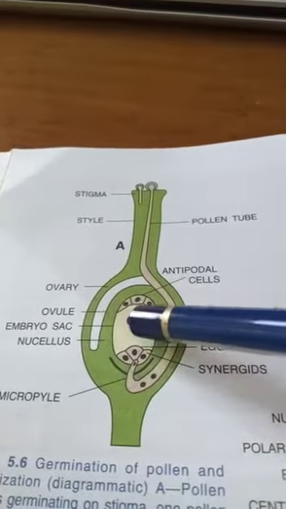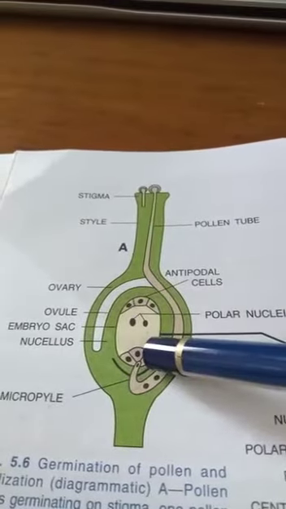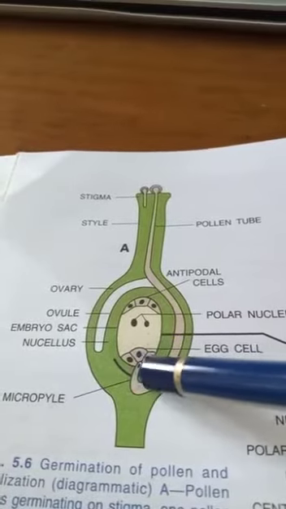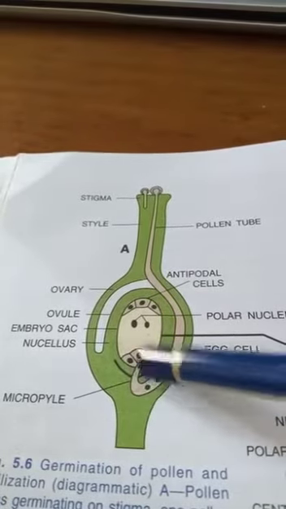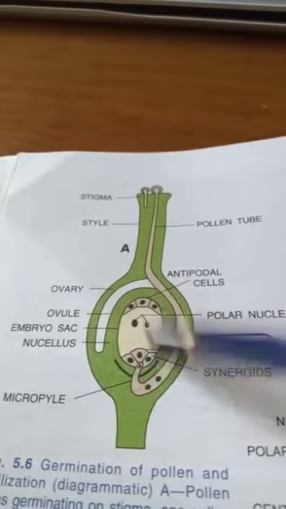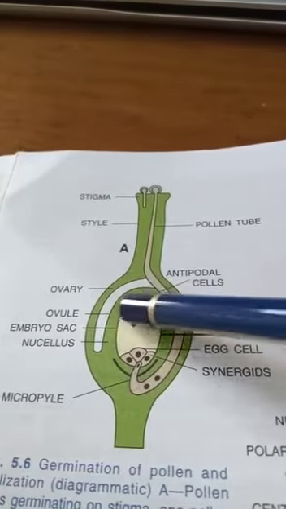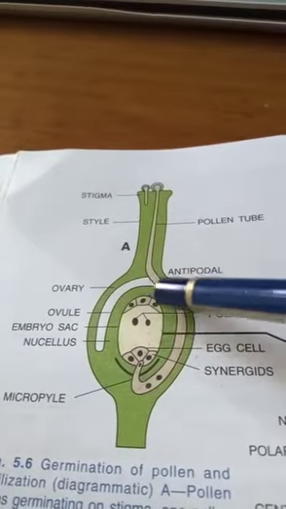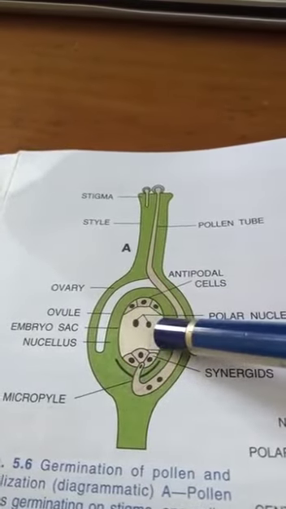Inside this, there are 8 nuclei. 3 are present on this end, that is called micropylar end, because it is towards the micropyle. So 3 nuclei are present here. 3 nuclei are present towards another pole, that is called the chalazal end, right? And 2 are present in the center.